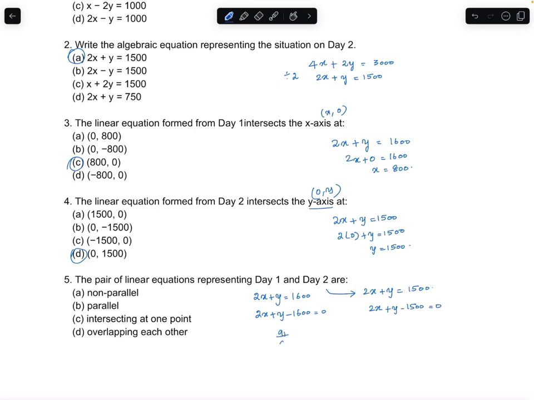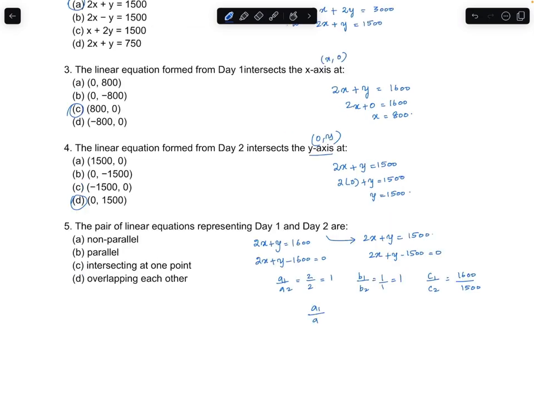Here a1 upon a2 is equal to 2 upon 2, which is 1, and b1 upon b2, which is 1 upon 1, that is 1, and c1 upon c2 is equal to 1600 upon 1500. Here a1 by a2 is equal to b1 by b2, which is not equal to c1 by c2. This is a condition when two lines are parallel. So the answer is option B.